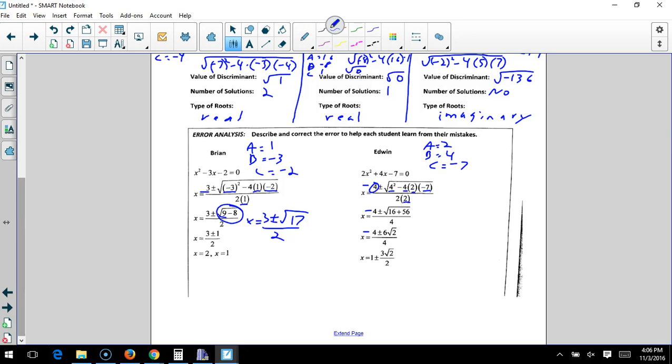56 plus 16 is 72, which breaks down to 36 and 2, which means 6 root 2. That's what they have right here. So that looks good too. And 2 times 2 is 4, so that looks good. So the main difference is not having that negative 4. So the only difference is this should be negative 1. Negative 4 over 4 is negative 1.